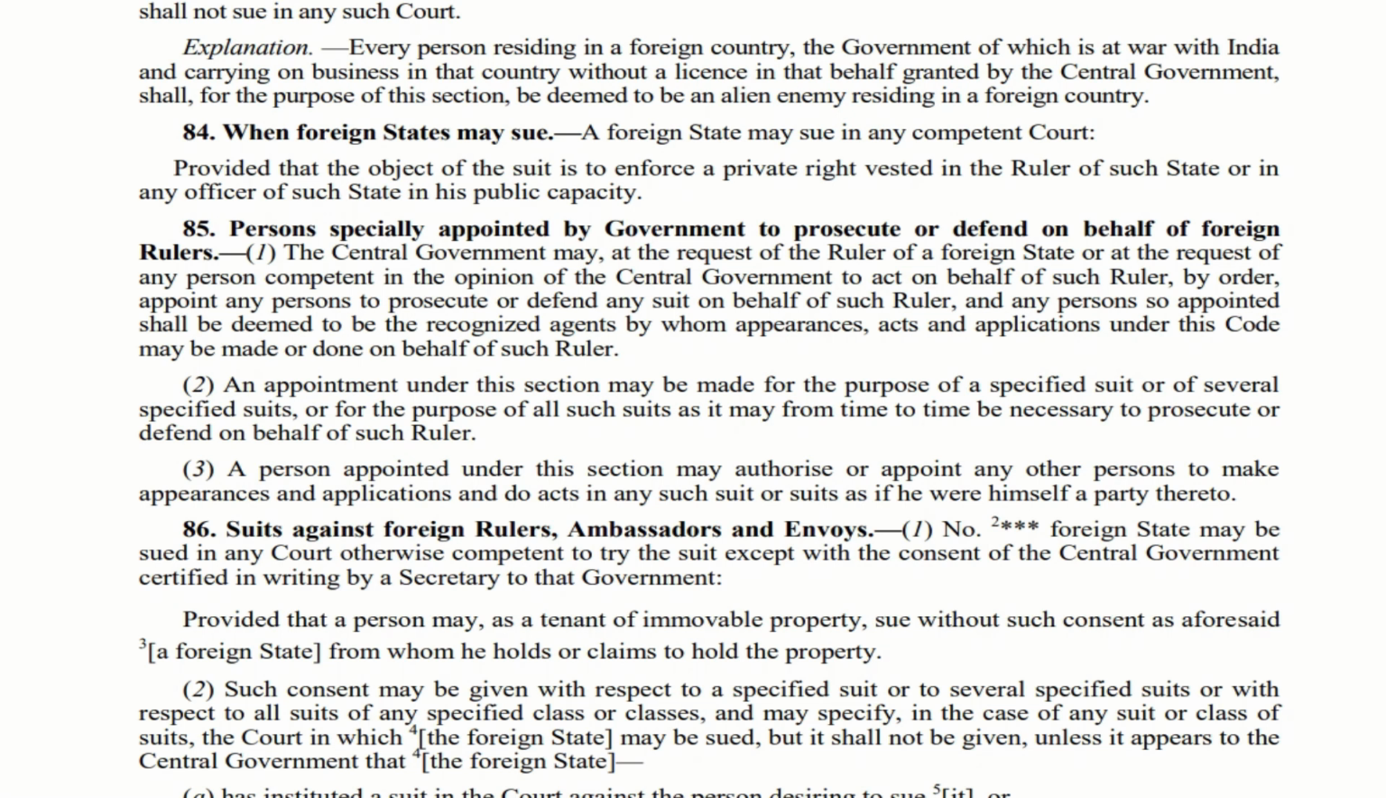Now imagine the central government has appointed a person on behalf of a ruler to act on behalf of the ruler, and this person is a recognized agent. Now this recognized agent can appoint another person to make appearances and applications or to do any acts that are required in such suit or suits as if he himself were a party. To put it in a simple manner, imagine I am an agent. I can appoint another person to act on my behalf.